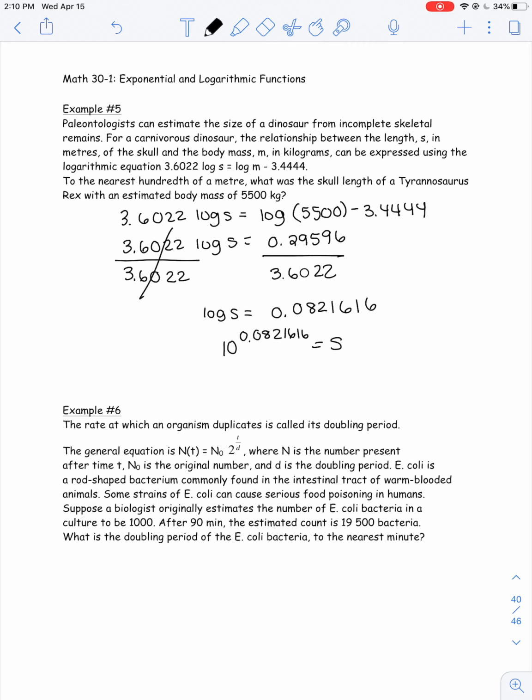So in my calculator, I'm going to go 10 to the power of 0.0821616, and I get that the skull length will be in meters of 1.21 meters. So S is equal to 1.21 meters, because it said round to the nearest hundredth. So that's our answer.